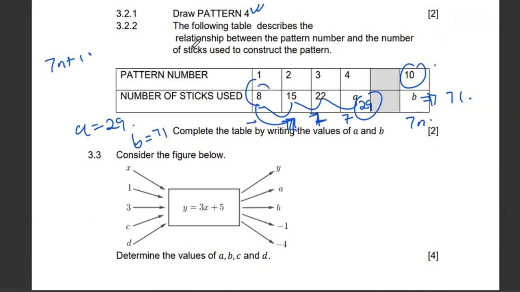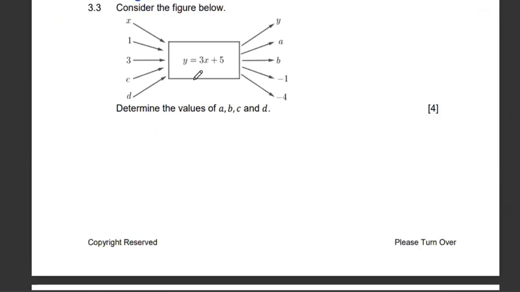And then 3.3, consider the figure below. Okay, we must find A, B, C, D. So with A, we substitute 1 times 3 is 3 plus 5. That's going to be 8. 3 times 3 is 9 plus 5 is 14. For us to get C, use the inverse. So it's going to be negative 1 minus 5, which is negative 6. And then divide by 3, which becomes negative 2.